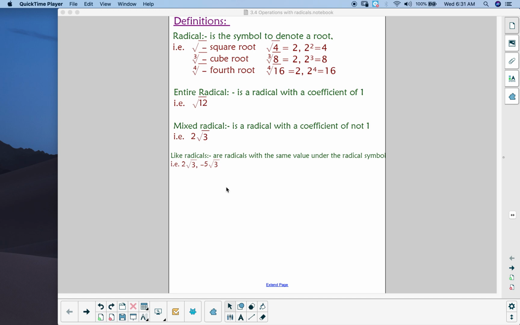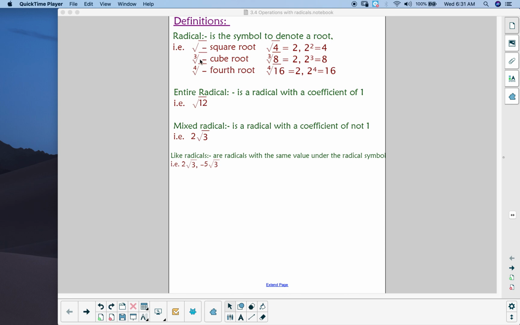Today we're going to learn about operations with radicals. The radical is the symbol to denote a root. You're familiar with the square root symbol. If you were to do the square root of 4, that would be 2 because 2 squared is equal to 4. So it's basically the opposite of squaring is square rooting.